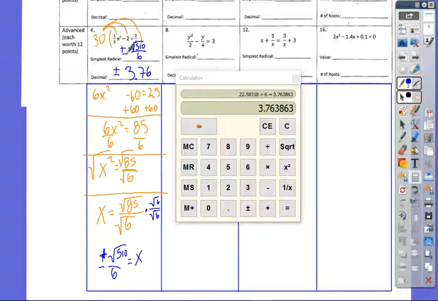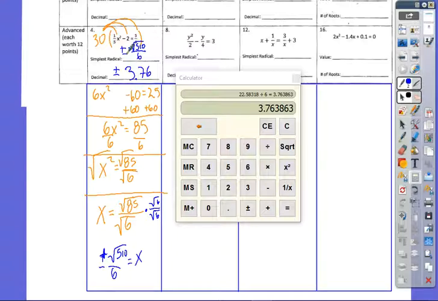Yes, Isaac? Well, when it says plus or minus the square root of 510 over 6, is that where the quadratic formula comes in? So you could have solved this using the quadratic formula, yes. You see it in front of the discriminant. That is true.